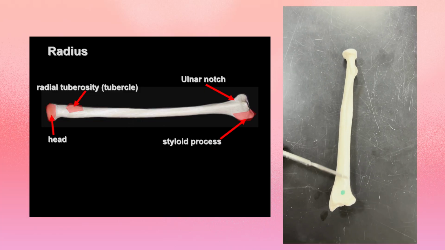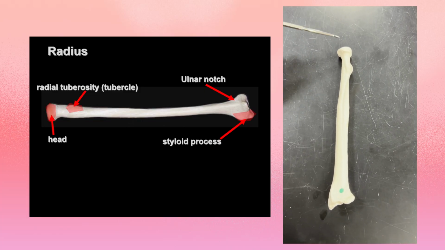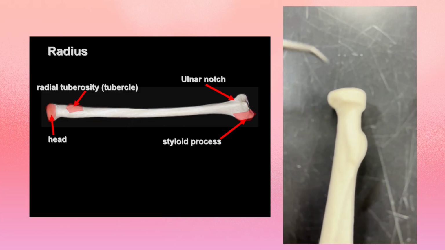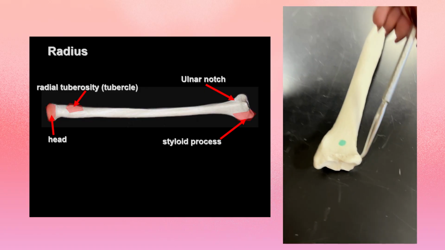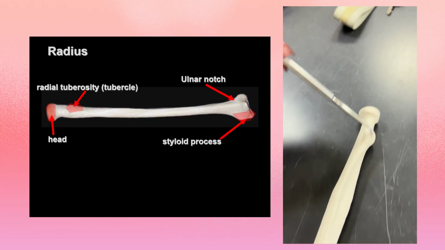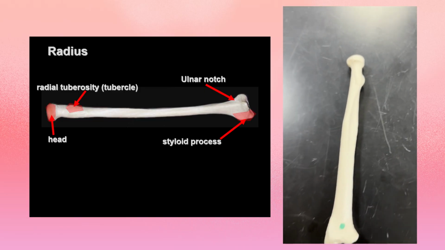This is the radius. The head of the radius is the proximal end, and the styloid process is at the distal end. This is the ulnar notch, and this is the radial tuberosity. This is the anterior side of the radius. The head is superior, and the styloid process is inferior. This is the ulnar notch, and this is the radial tuberosity.